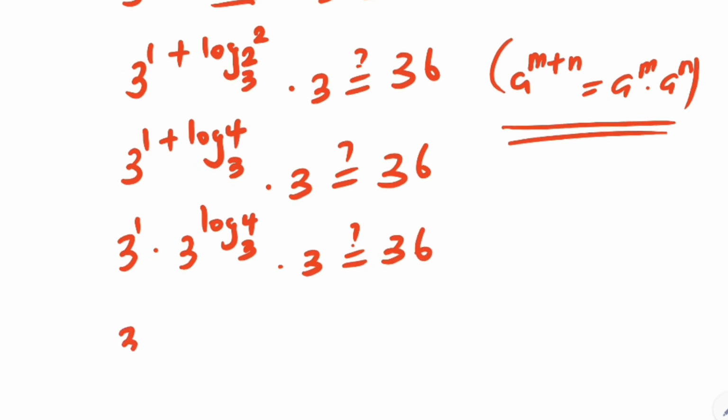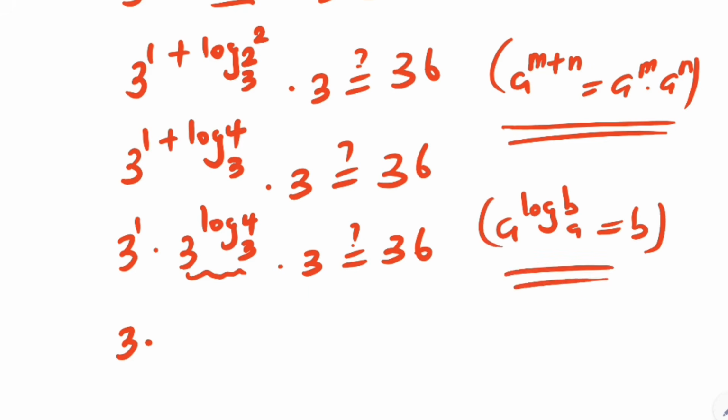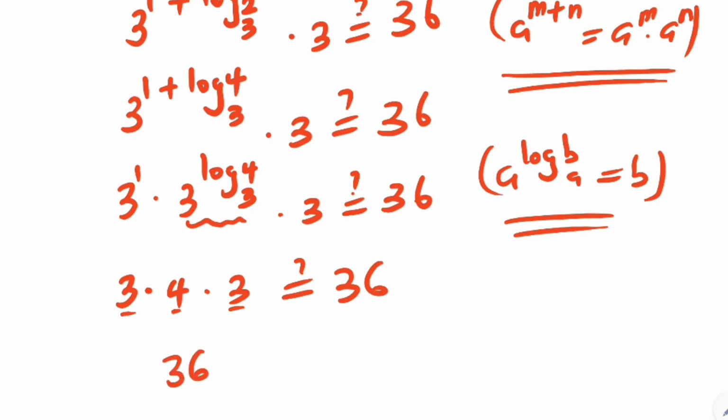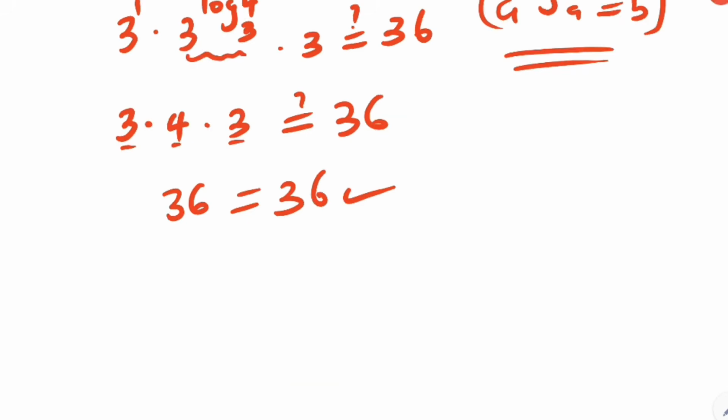3 raised to power 1, this is 3, multiplied by the whole of this is, if you have a raised to power log b base a, this is equal to b. Then this is 4 multiplied by this 3 must be equal to 36. And of course, 3 multiplied by 4, that is 12, times 3, this is 36, is equal to 36, which is true.